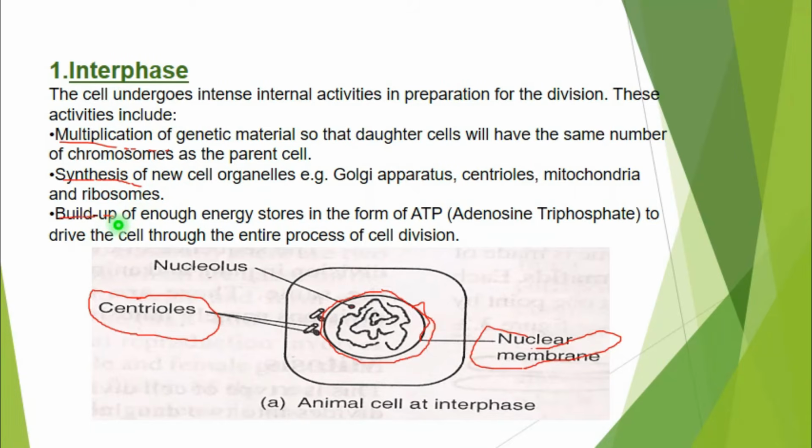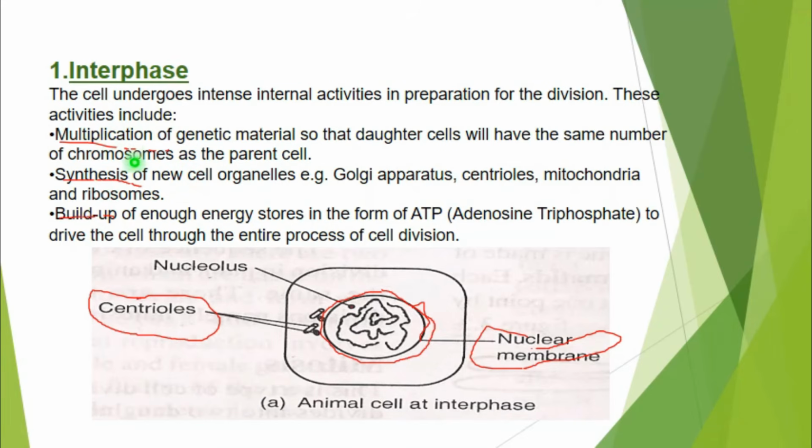Another activity that occurs during interphase stage is buildup of enough energy stores in the form of ATP. ATP means adenosine triphosphate. What is the reason for that? To drive the cell through the entire process of cell division. What does this mean? It means for synthesis of new cell organelles to occur, energy is required. For multiplication of genetic materials to occur, energy is required. Therefore, within the interphase, there must be a storage of energy, right? So that these processes are made possible.